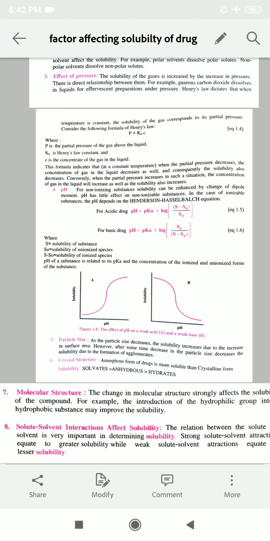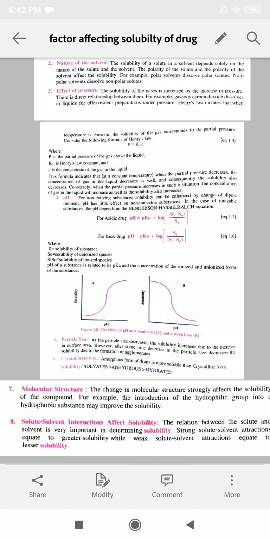Now the molecular structure of the particle also has an effect. Molecular structure strongly affects the solubility. If we add a hydrophilic group into hydrophobic substances, we improve the solubility. Obviously, if we change the group of that substance and add a hydrophilic group, we increase the aqueous solubility of that substance. Now solute solvent interaction will affect the solubility.